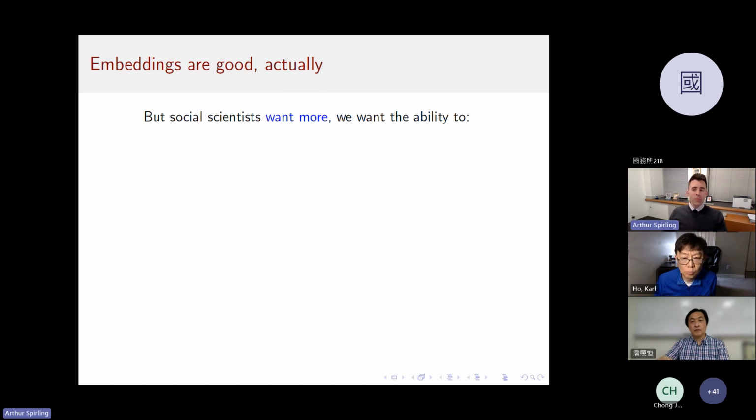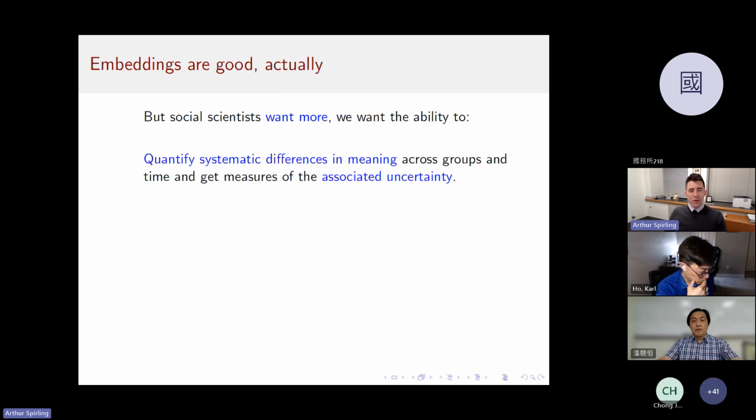But the problem, and where our project comes in, is that although social scientists have certainly used them, we might want to do more with them. So what would we want to do? Well, the main thing that my co-authors and I want to do is think about, model, and quantify potentially systematic differences in meaning across groups and time. Of course, we can just write time as another covariate, and hopefully get measures of associated uncertainty.